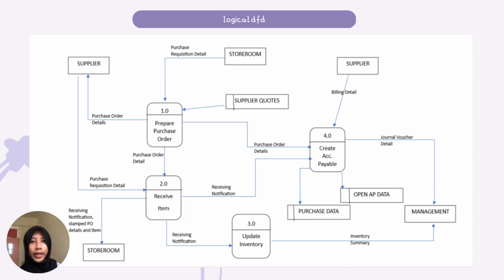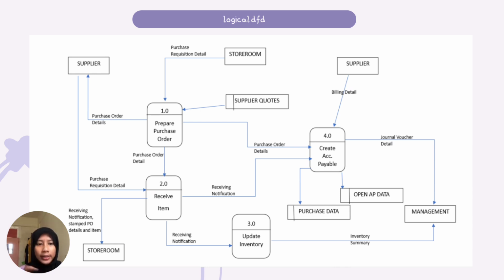The data flow diagram has four activities: the first is prepare purchase order, the second is receive item, the third is update inventory, and the last is create account payable. For the first activity, prepare purchase order, the storeroom gives the purchase requisition details, and the first activity gives purchase order details to the supplier. After the first activity, it goes down to activity number 2, which is receive item.